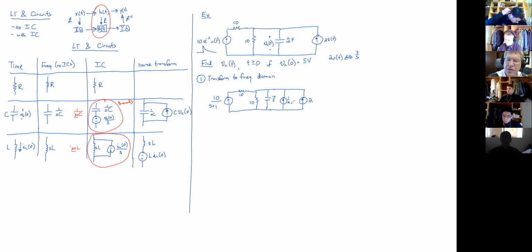That seems like a whole lot easier. Don't forget, it's really easy to lose track of what you're trying to find. I'm going to write it in capital letters now just to remind me that I'm in the frequency domain. So now this looks... I'm sorry, sir. I missed that. You went from 1/10 to 10 over S. Uh-huh. Our impedance in the frequency domain for a capacitor is equal to 1 over SC. That's just what it's defined as over here. So 1 over S times 1/10, that's 10 over S. Thank you. Yeah.